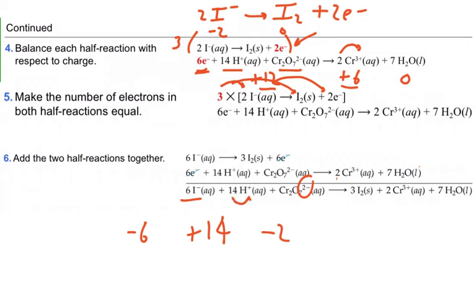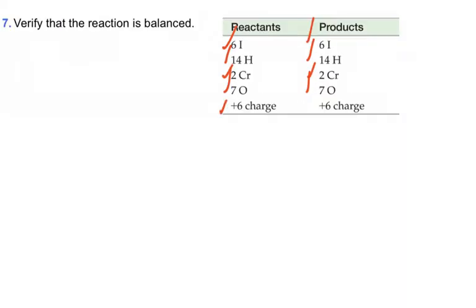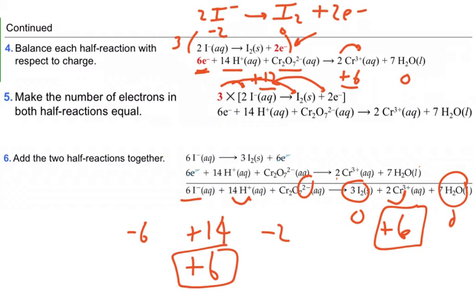So when you add this up, this side is going to have a net of plus 6, I believe. You've got 6 and 14, that's plus 8, minus 2 is plus 6. So the other side needs to be plus 6. Well, guess what? This is neutral. This is 2 times 3, this is plus 6. And this is neutral. So this side is also plus 6. So that would be your balanced equation. Okay? All right, let's try another one here.